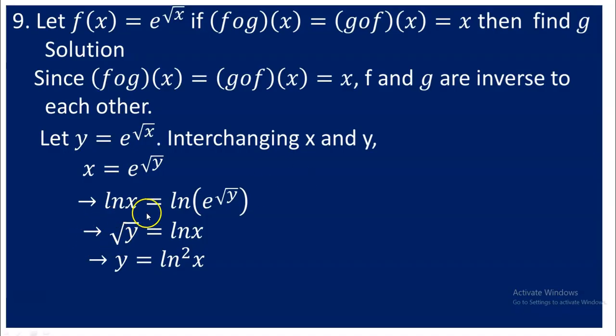You see? Squaring both sides makes y to be ln squared x. So y is ln squared x, but we know what y is. Y is the inverse of f. So the inverse of f is nothing but it's g. So your g of x is going to be ln squared x.